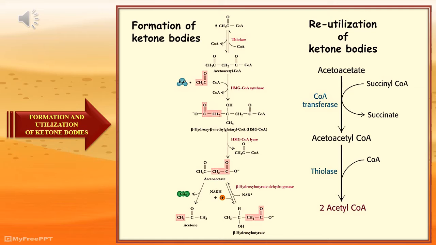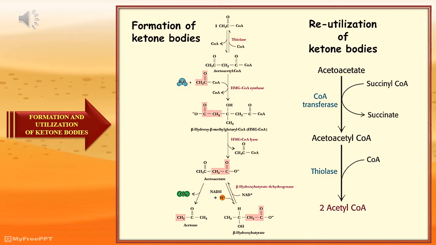Here you can find the combined pathway of formation and utilization of ketone bodies. In the formation, you can observe the precursor is acetyl-CoA, 2 molecules of which get condensed to form acetoacetyl-CoA by means of the thiolase enzyme. Then by means of HMG-CoA synthase, beta-methyl glutaryl-CoA, that is HMG-CoA, is formed, and by means of HMG-CoA lyase, acetoacetate is formed.